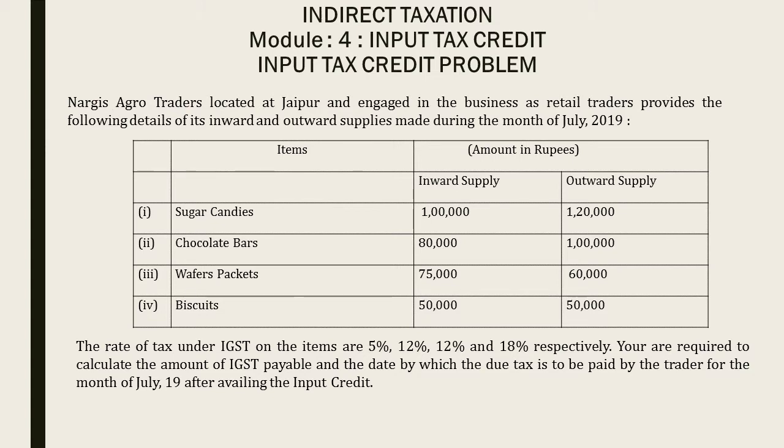Items they have given: sugar candies, chocolate bars, wafers packets, biscuits. Amount in rupees, inward supply and outward supply given. The rate of tax under IGST on the items are 5%, 12%, 12% and 18% respectively. That means from sugar to biscuits, 5% to 18%.